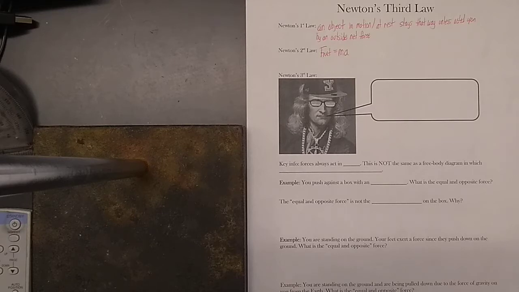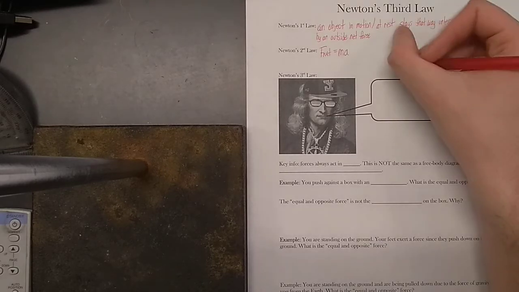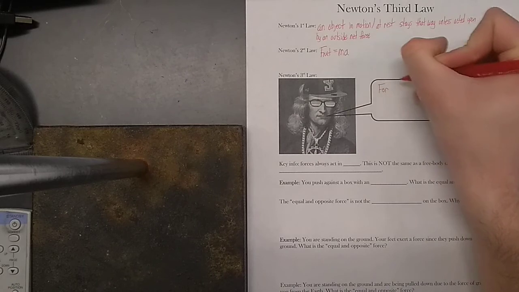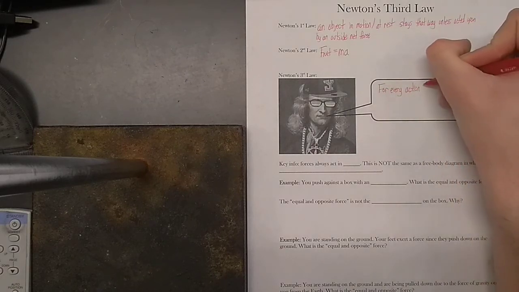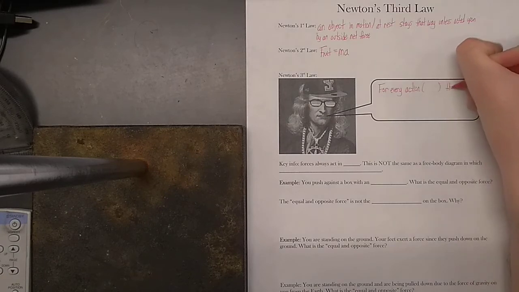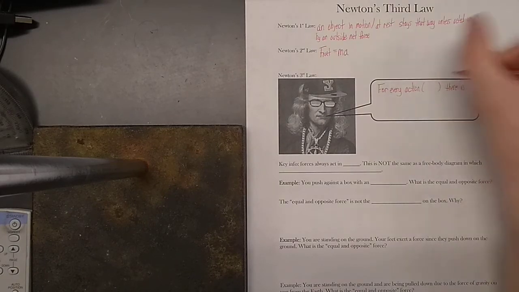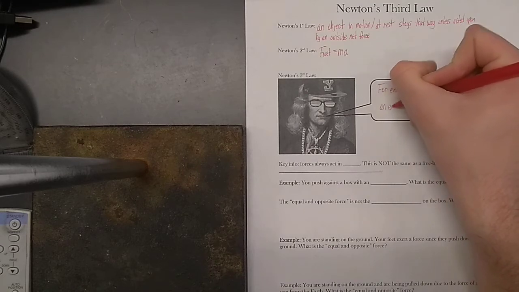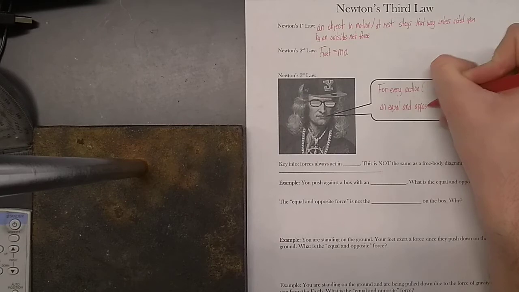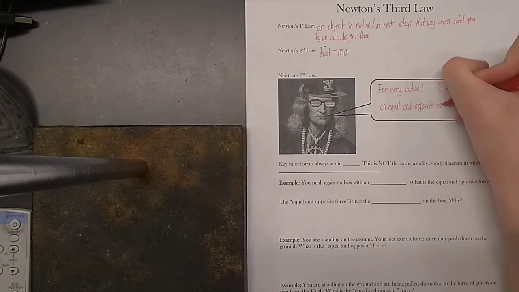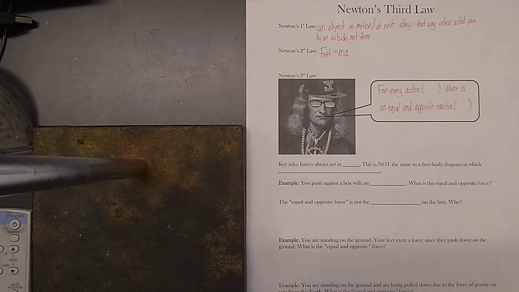Newton's third law is just as simple as these, but I think it's probably one of the more misunderstood parts of physics. Newton's third law is: for every action, I'm going to leave something in parentheses there for a sec, there is an equal and opposite reaction. And I'll put something in parentheses there as well. For every action, there's an equal and opposite reaction.